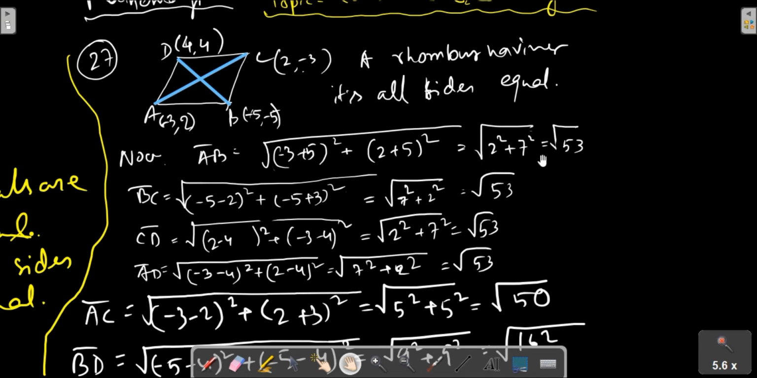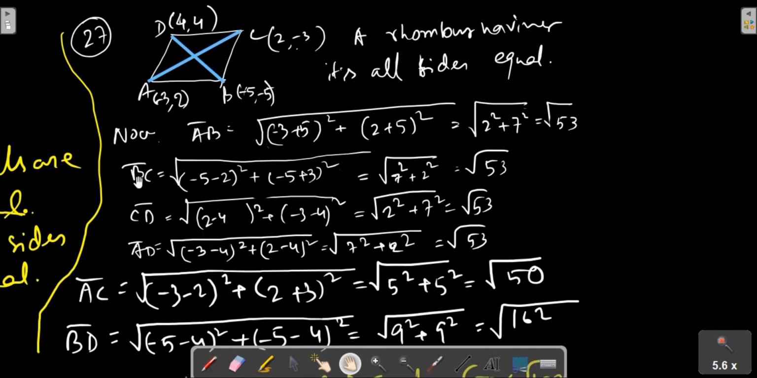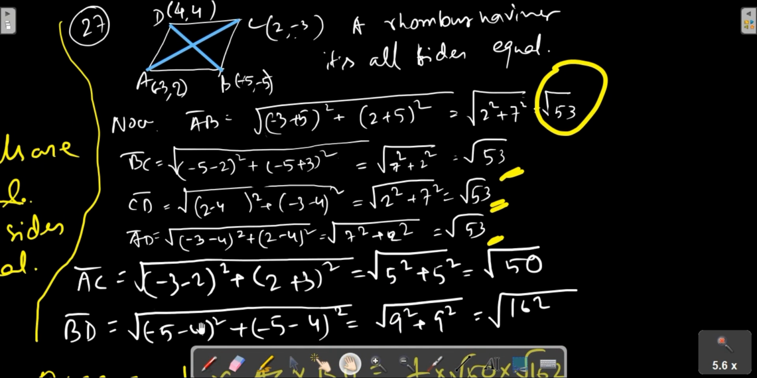In the same manner you can pause the video right now and check how I got BC, CD and AD. You can do it on your own in your copy and check that all 4 sides give the same length, root over 53 each. Now we will find the diagonals also, AC and BD.